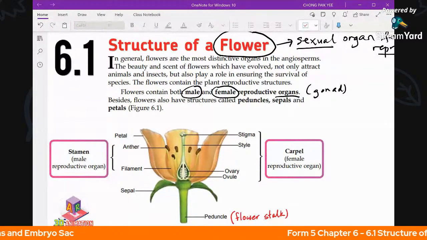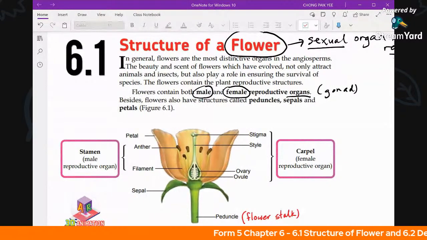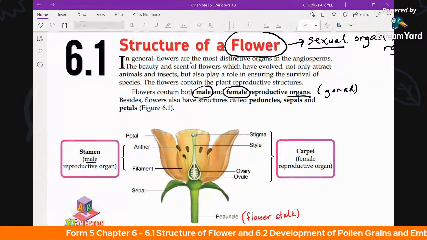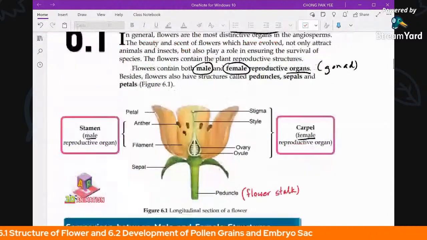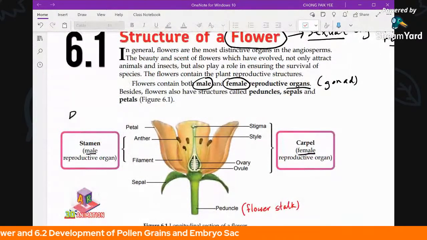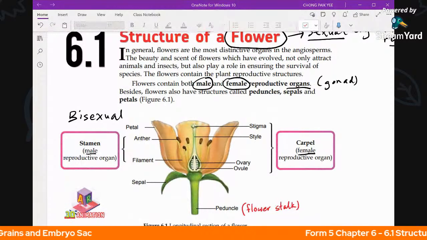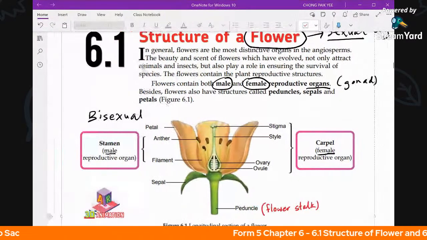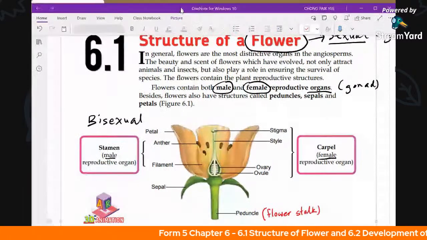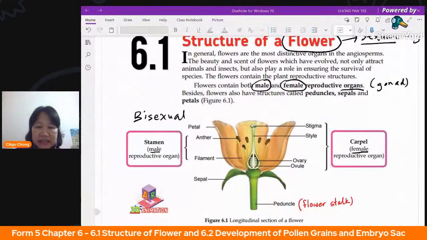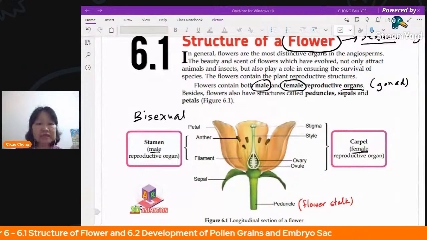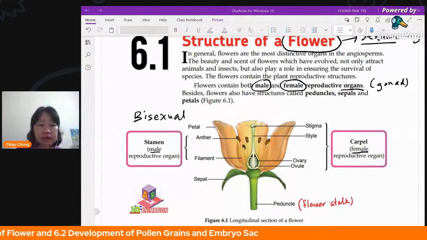Now we look at a flower which contains both. This flower contains both the male part and the female part within the same flower. This type of flower is called a bisexual flower. That means it has two sexes in the same flower, a male part and a female part. All right, bisexual flower. Let's go on.